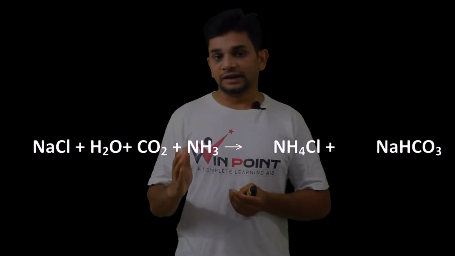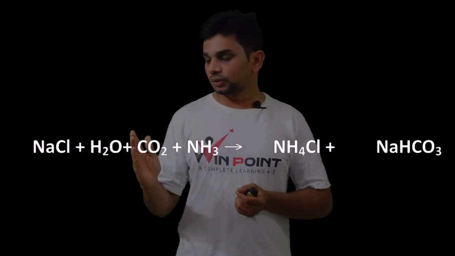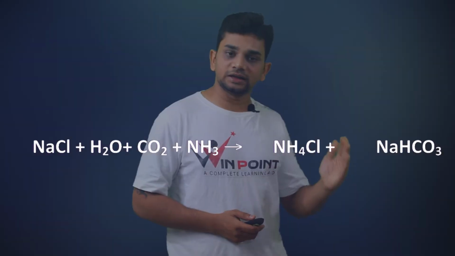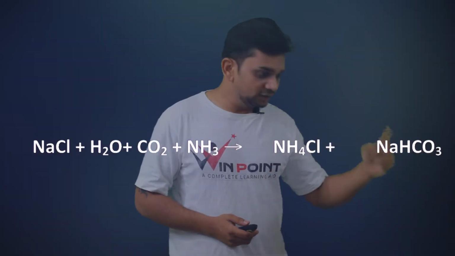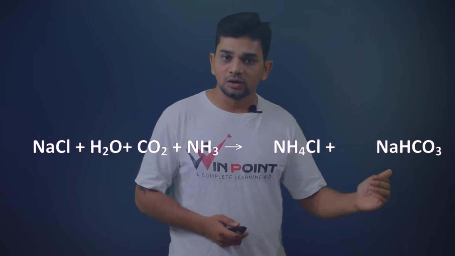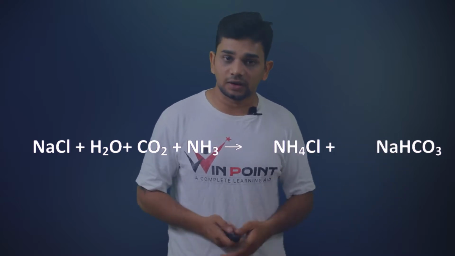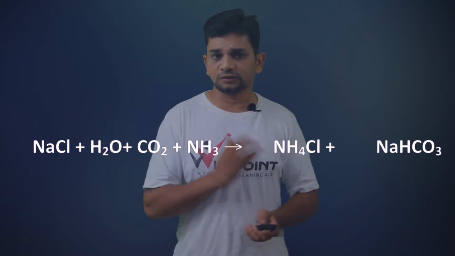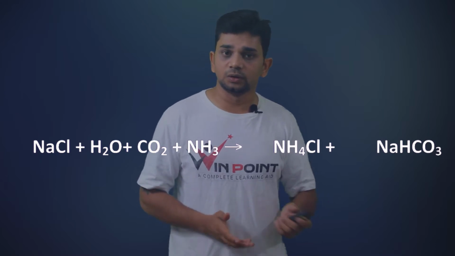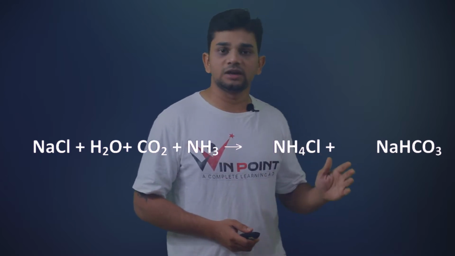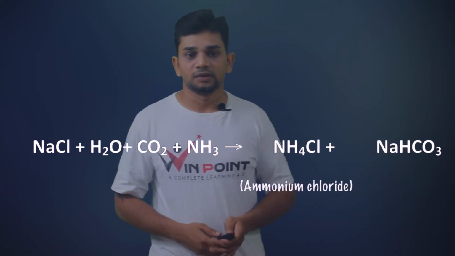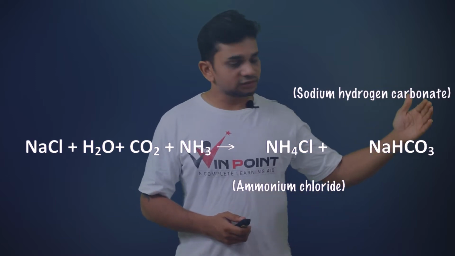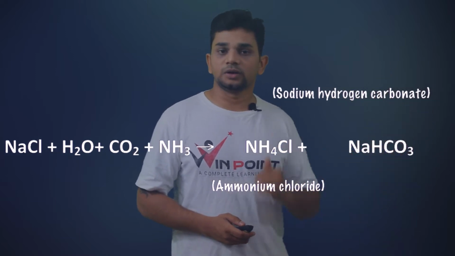What are the reactants here? NH3, CO2, H2O, NaCl. These are the reactants, and we are getting ammonium chloride, NH4Cl, plus NaHCO3. This NaHCO3 is sodium bicarbonate or sodium hydrogen carbonate, or baking soda. So this is the reaction for this preparation. You need to learn this reaction: NaCl plus H2O plus CO2 plus NH3 gives NH4Cl plus NaHCO3. This NH4Cl is ammonium chloride, and this NaHCO3 is sodium hydrogen carbonate or sodium bicarbonate.